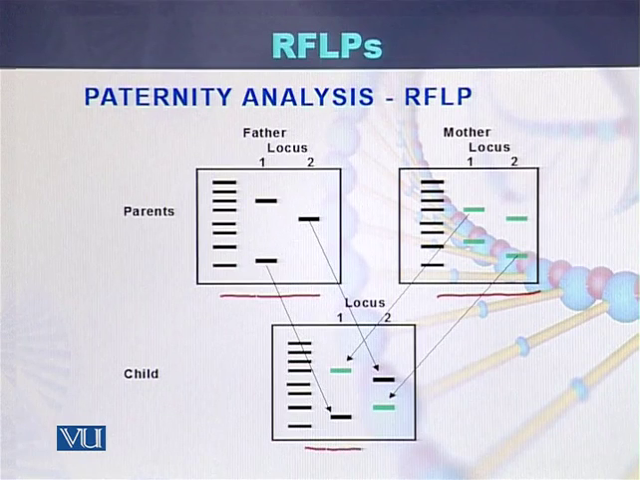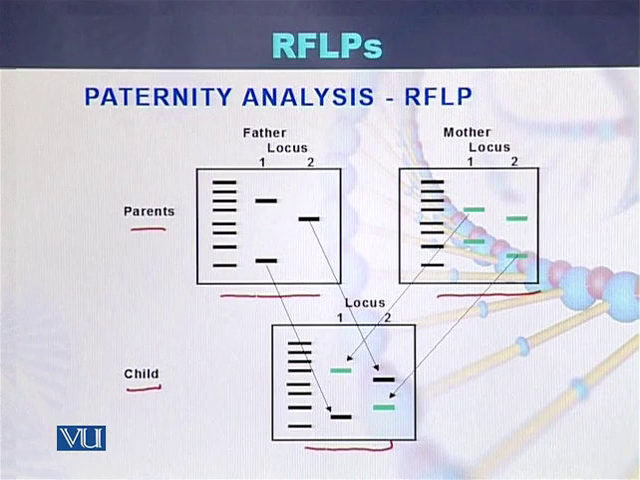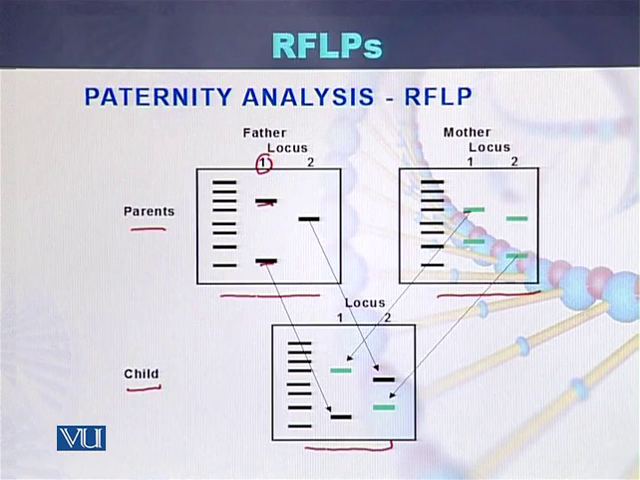This is the banding pattern of the DNA of the child. So these are the parents and this DNA belongs to the child. Here we can see in case of locus 1, this individual is heterozygous. So father is heterozygous. Same is in case of mother. We can see that mother is also heterozygous.